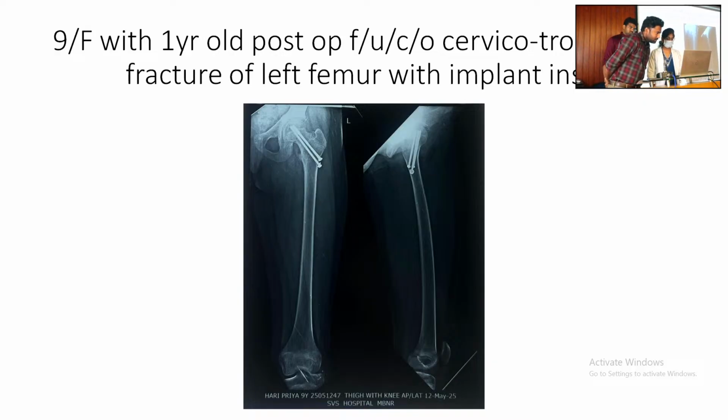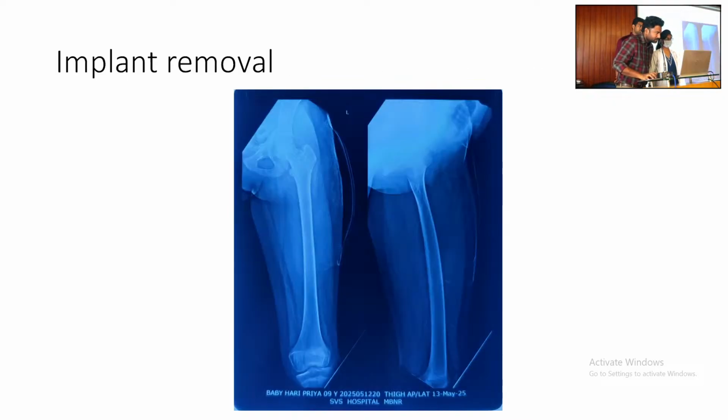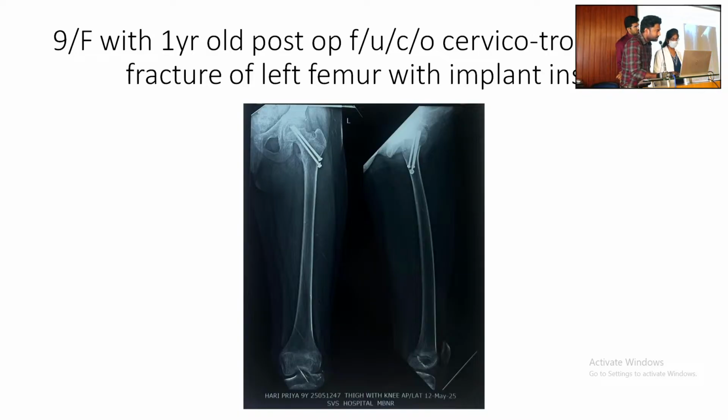9-year female with 1-year post-op follow-up case of cervicotrochanteric fracture of the left femur with implant in situ. Implant removal was done as the child complains of pain in the lateral aspect of the thigh, at the implant insertion point. The surgery was done 1 year back, at the age of 8.